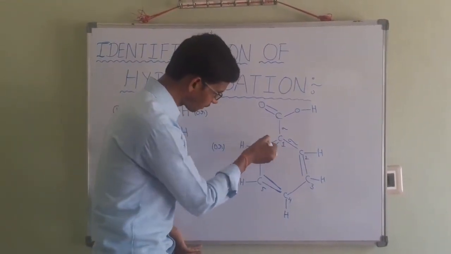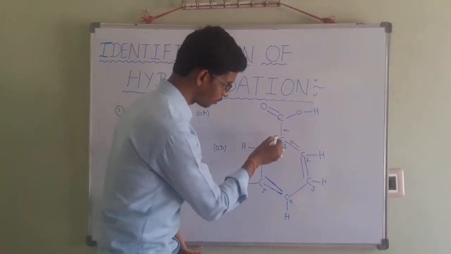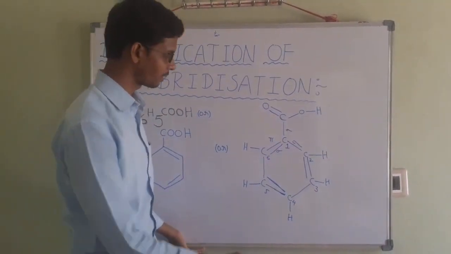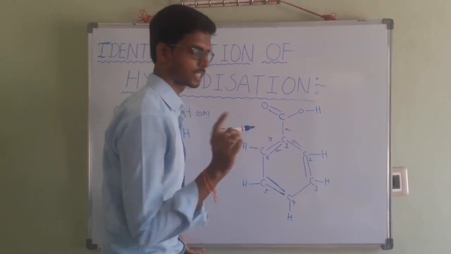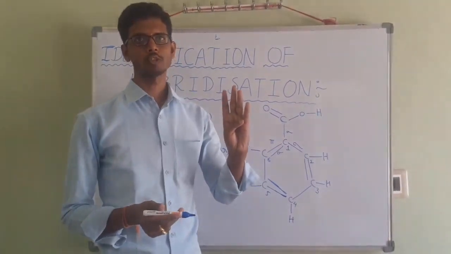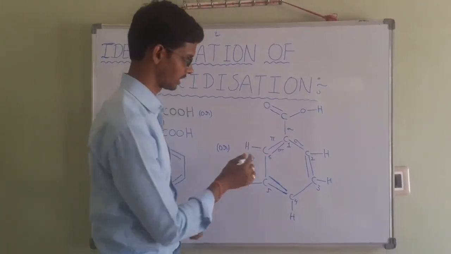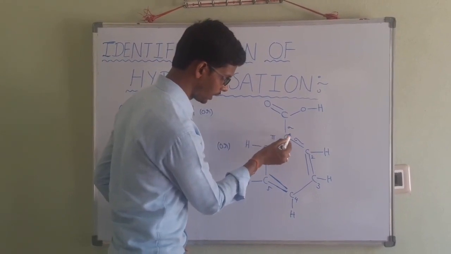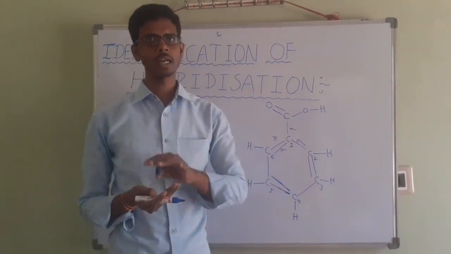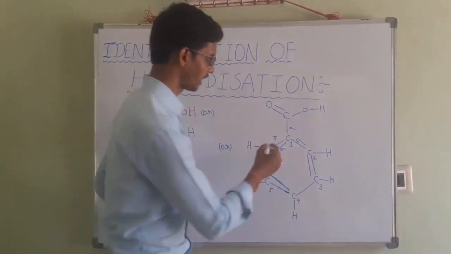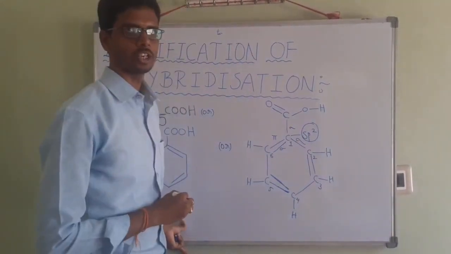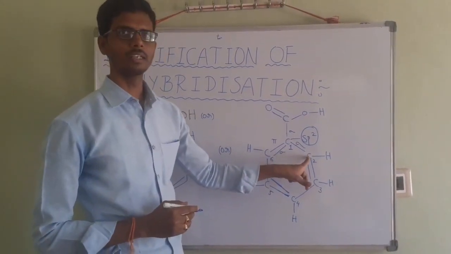Next, what about this carbon-carbon double bond? It must have one sigma bond and one pi bond. The carbon is surrounded by 4 bonds: 1, 2, 3, 4. Why? Because the maximum valence of carbon is 4, that is tetravalency. Among these 4 bonds, 3 are sigma bonds and 1 is a pi bond. So it has sp2 hybridization.